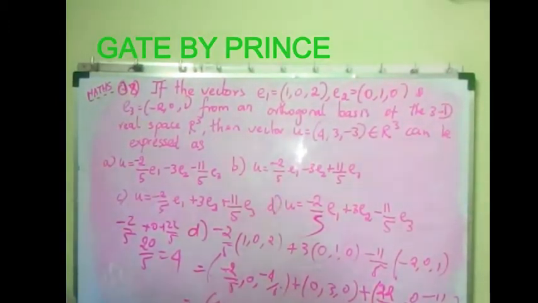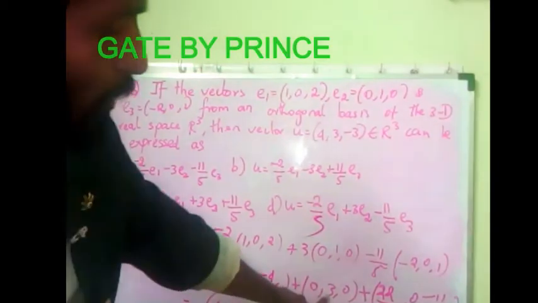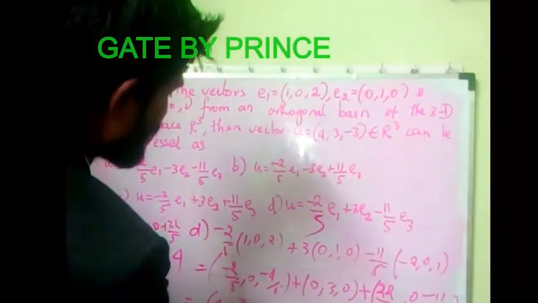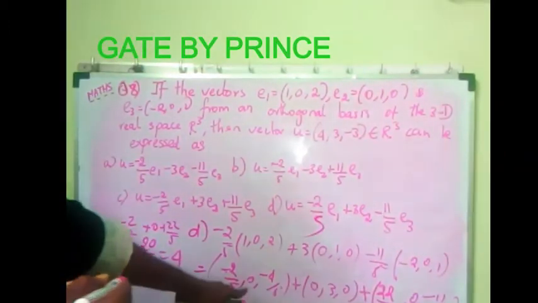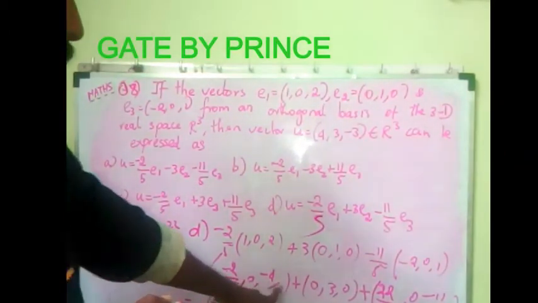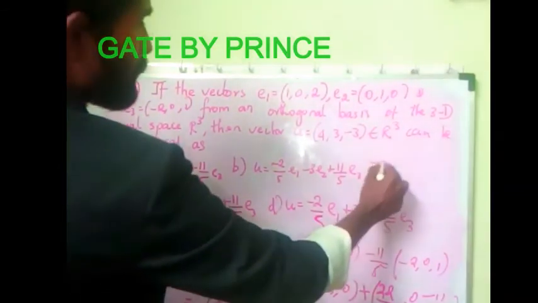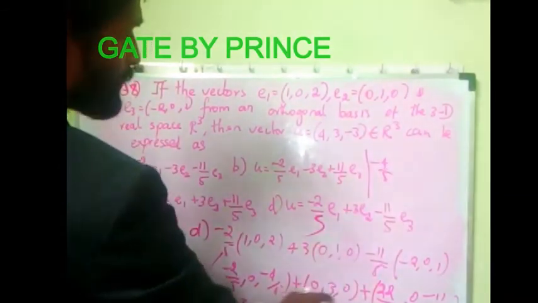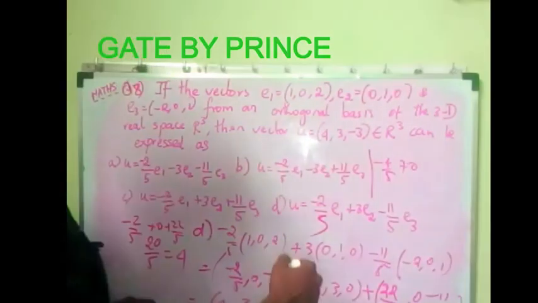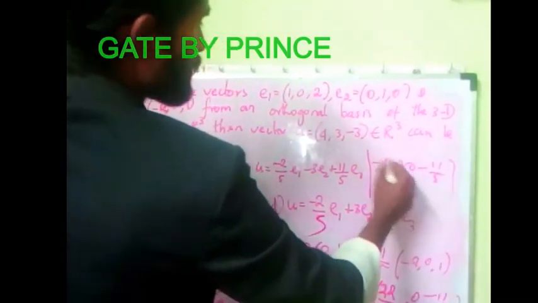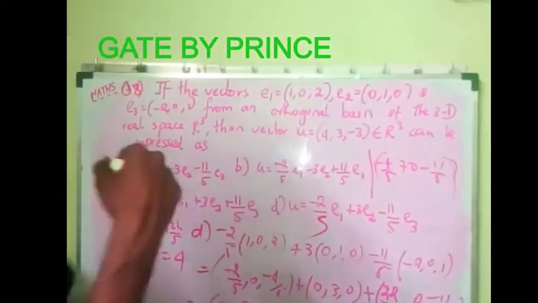Okay. Then you add the second term. What is 0 plus 3 plus 0? It is 3. Okay. And afterwards you add the last elements. So minus 4 by 5, and then plus 0, and afterwards plus minus 11 by 5. Is it right? So if you add all these three, what do you get?